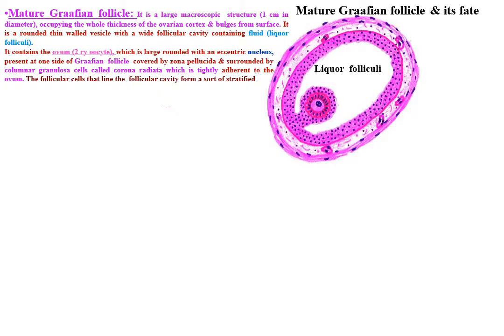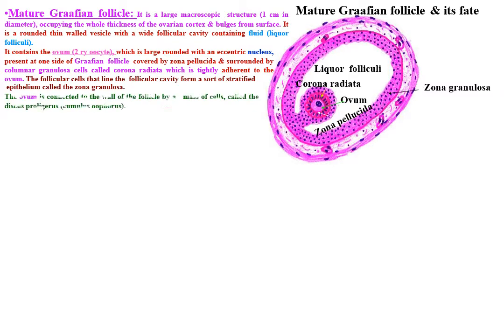It contains the ovum, secondary oocyte, which is large, rounded, with an eccentric nucleus present at one side of the Graafian follicle, covered by the zona pellucida, and surrounded by columnar granulosa cells called the corona radiata, which is tightly adherent to the ovum. The follicular cells that line the follicular cavity form a sort of stratified epithelium called zona granulosa. The ovum is connected to the wall of the follicle by a mass of cells called the discus proligerus or cumulus oophorus.